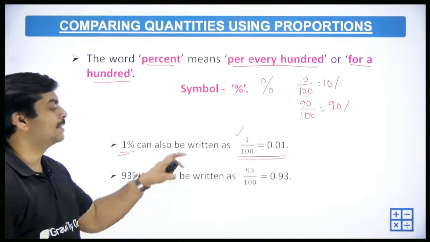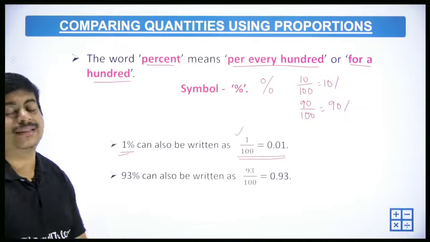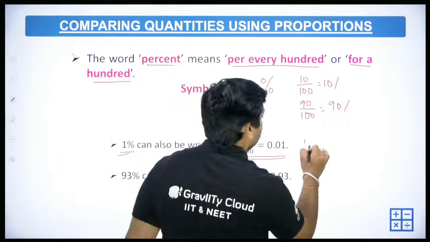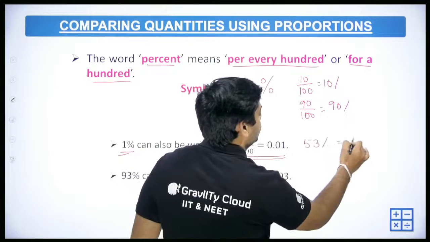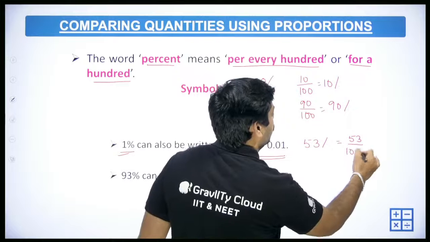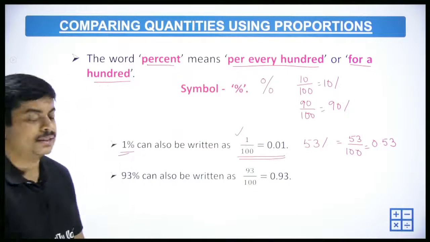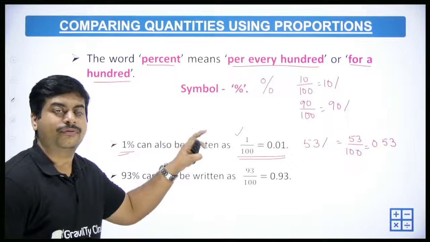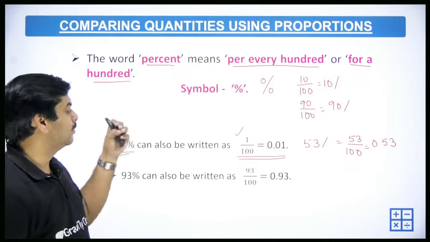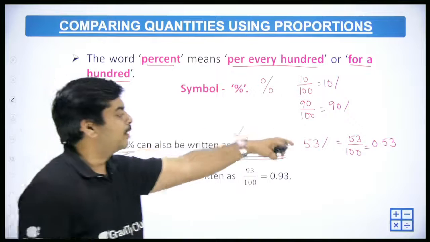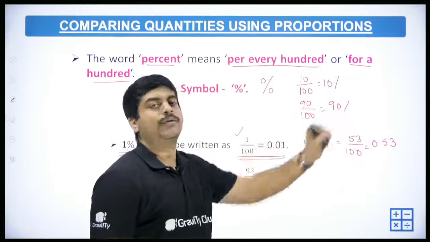93% can also be written as 93 by 100, which is 0.93. For example, 53%, which is 53 by 100, which is 0.53, right? So in that way, we have different representations. You can write 53%, you can write 53 by 100, or we can write 0.53.